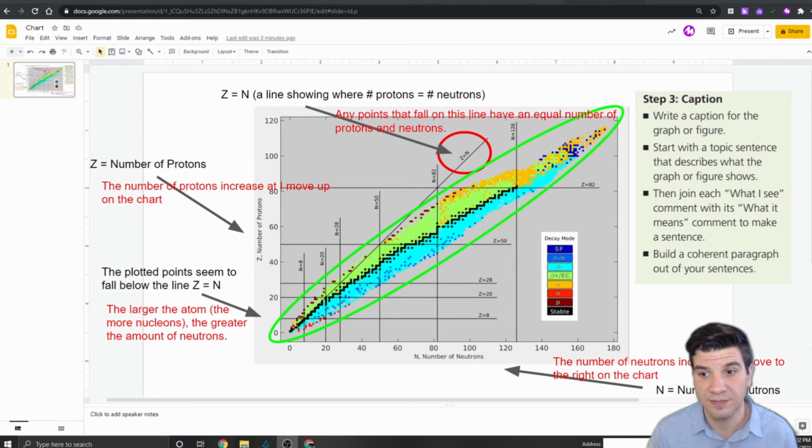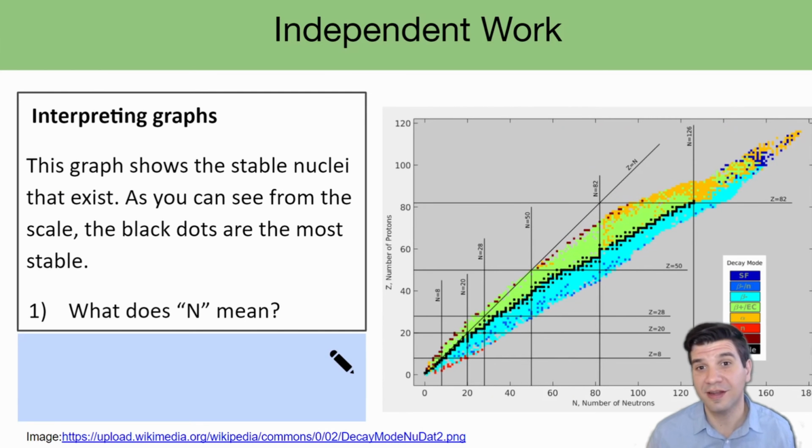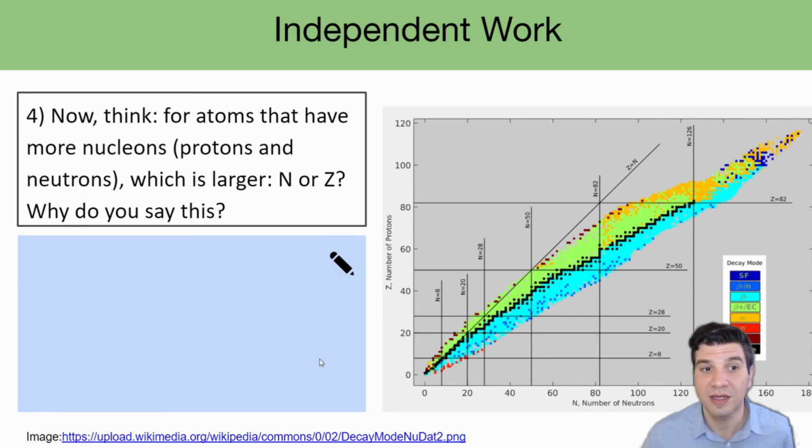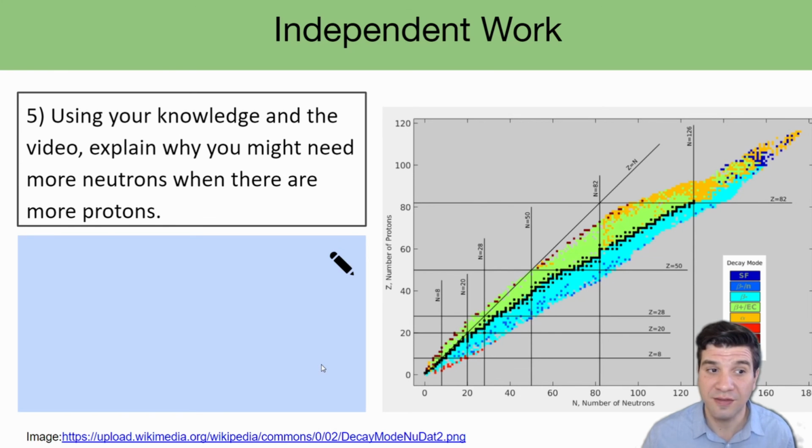So now that you know how to use the identify and interpret strategy, interpreting this graph becomes quite a bit easier. So what does the N mean? What does the Z mean? Use the drawing tool on the graph to the right to identify the line where N equals Z. Now think, for atoms that have more nucleons, protons and neutrons, which is larger, N or Z? Using your knowledge and the video, explain why you might need more neutrons when there are more protons.